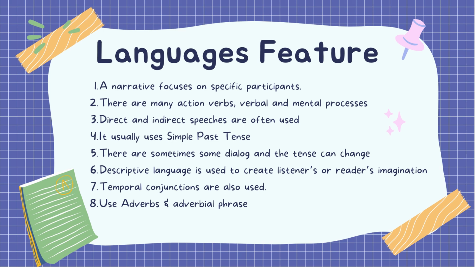Temporal conjunctions are also used, like as, after, as soon as, at first, at once, before, finally, just, meanwhile, next, now, since, until, when, whenever, while, etc. Narrative text uses adverbs and adverbial phrases. For example, quickly, slowly, yesterday, last week, here, there, today, daily, never, rarely, extremely, annually, etc.